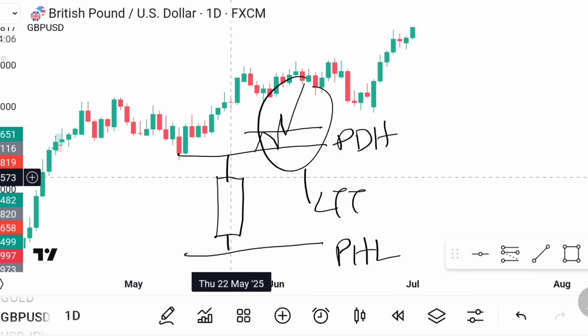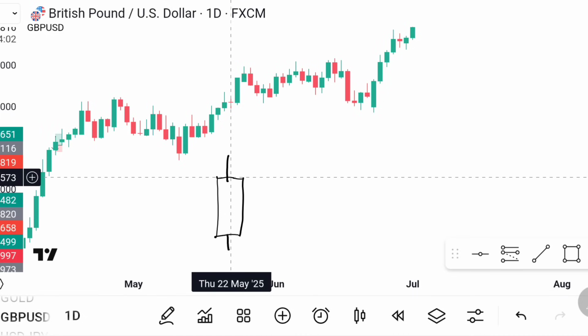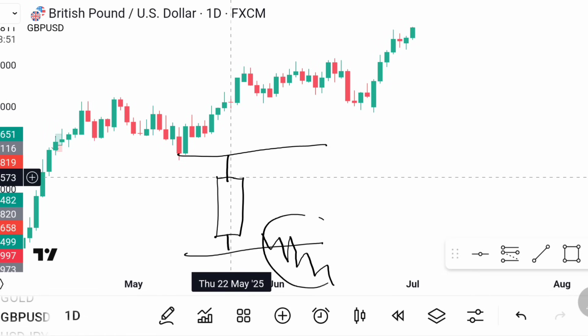Okay, but in like manner you can as well trade the breakout from the previous day's low here. You can trade it on a lower time frame. This is the previous day's low. All right, so this is like a breakout or continuation of a pattern from the daily candle.